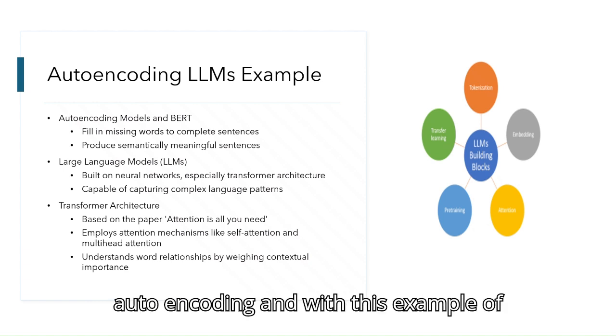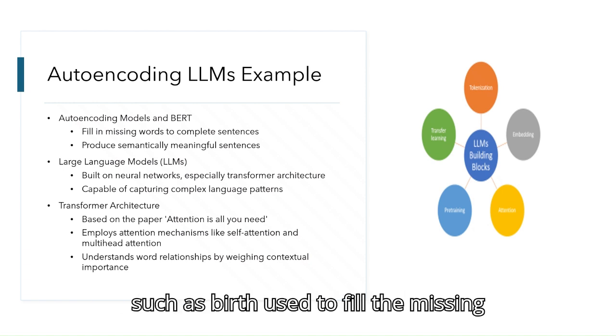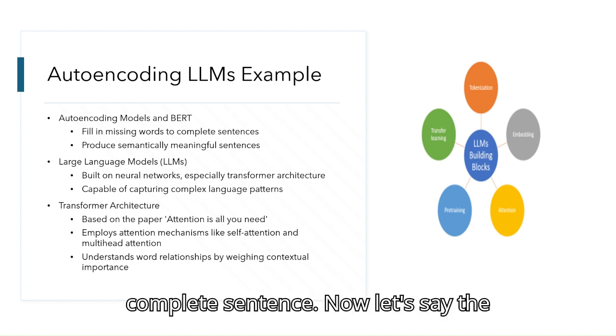And with this example of how the auto encoding model works, as learned earlier, auto encoding models such as BERT are used to fill in the missing or masked word in a sequence, which produces a semantically meaningful and complete sentence.